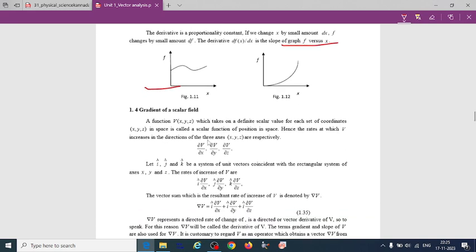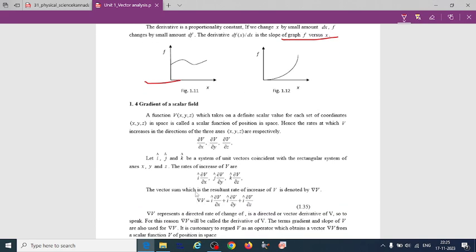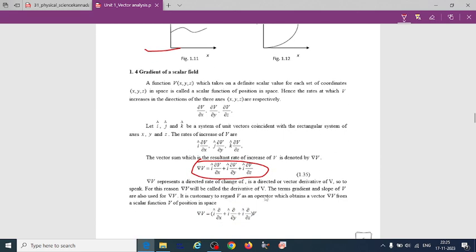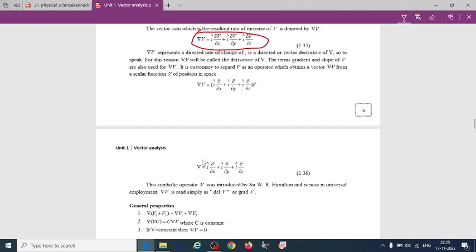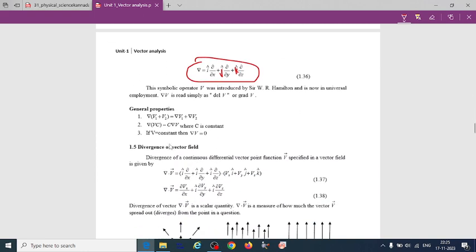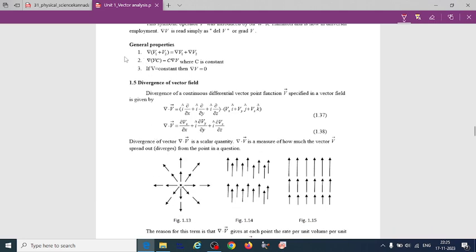Gradient of a scalar is very important. This formula is very important to solve any of the given problems. Del v is i dou v by dou x, plus j dou v by dou y, plus k dou v by dou z. And del is actually what? i dou by dou x, plus j dou by dou y, plus k dou by dou z. So these are the general properties.